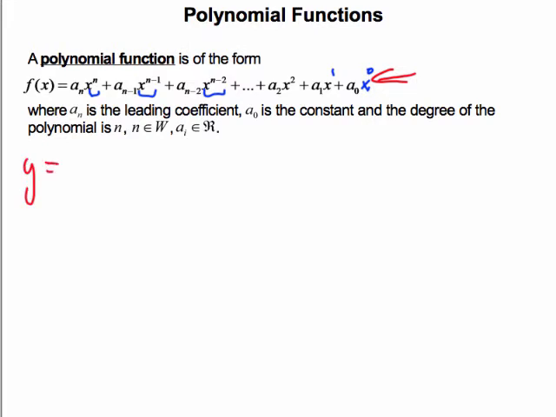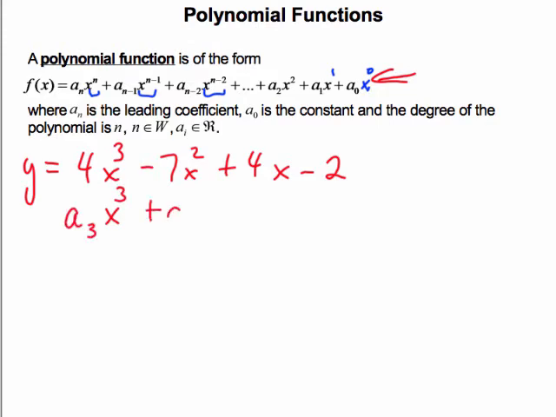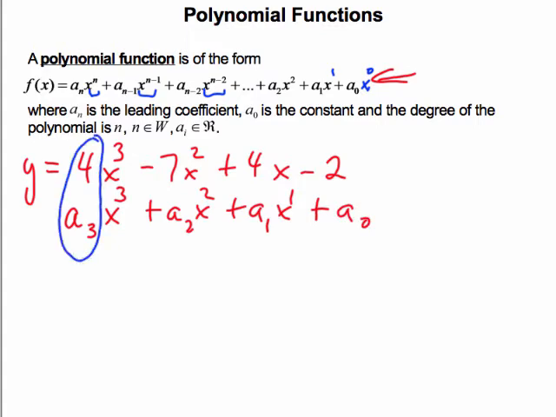So for example, 4x cubed minus 7x squared plus 4x minus 2 would be a specific polynomial function, and I would label this as x cubed, and my coefficient I would then call a sub 3. This would be a sub 2 x squared, etc. Our leading coefficient, the coefficient on the highest power, is what we call a sub n, in this case a sub 3, and our number at the end, our constant, is a0.